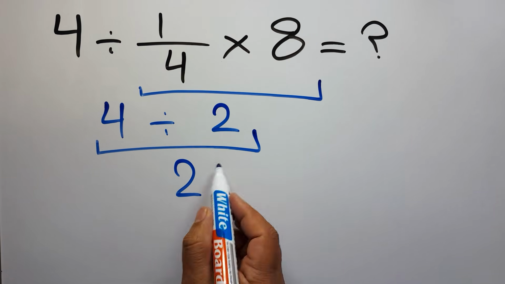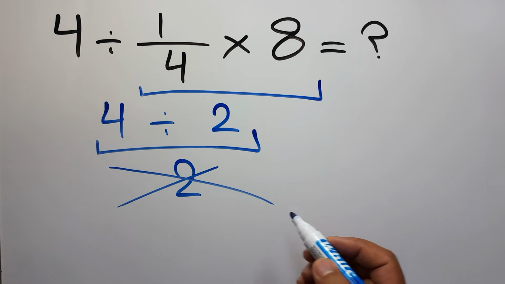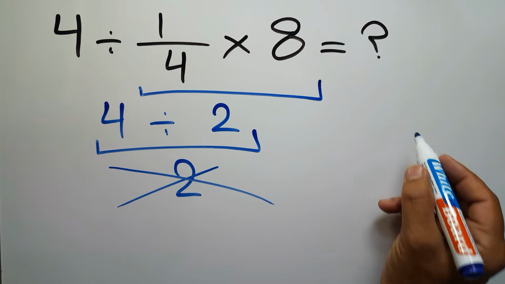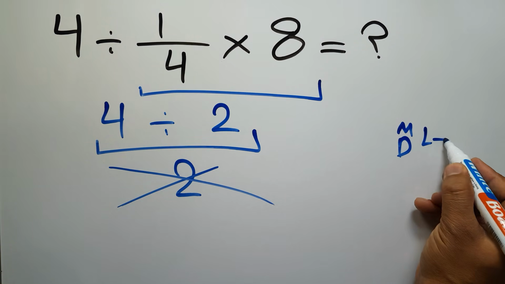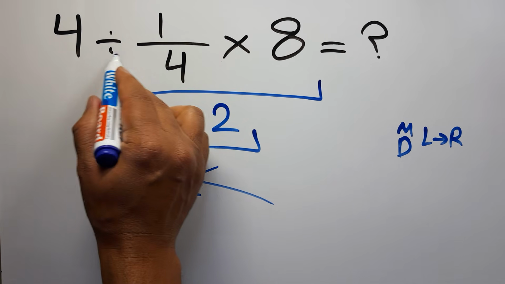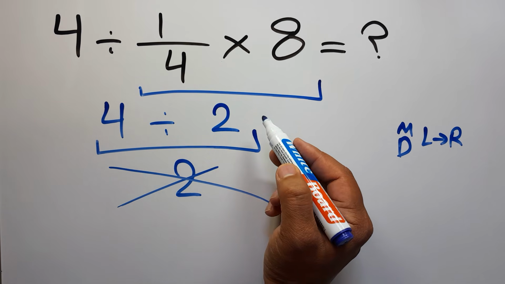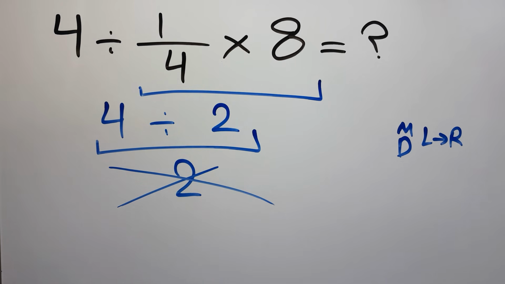But this answer is not correct, because according to the order of operations, which is PEMDAS, multiplication and division have equal priority and we have to work from left to right. So here, first we have to do this division, then this multiplication. If we do this multiplication before this division, it is wrong.